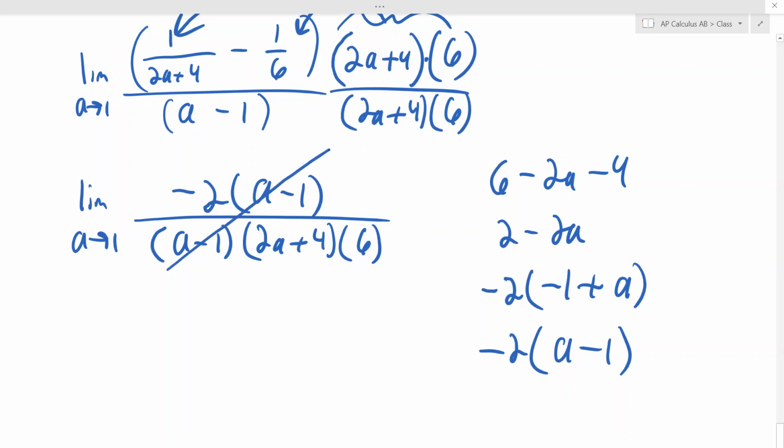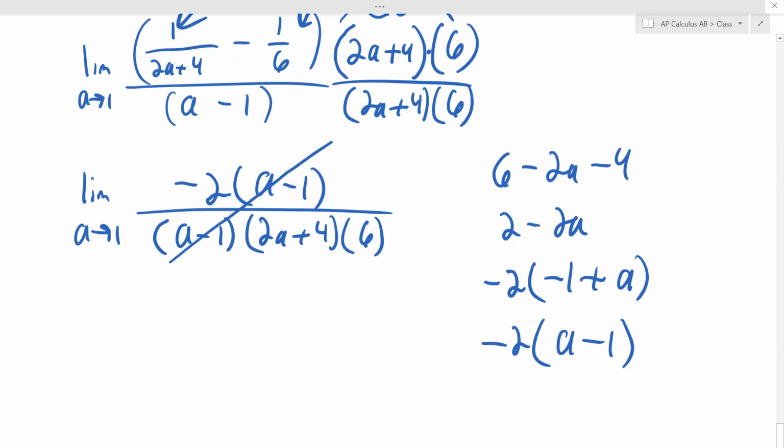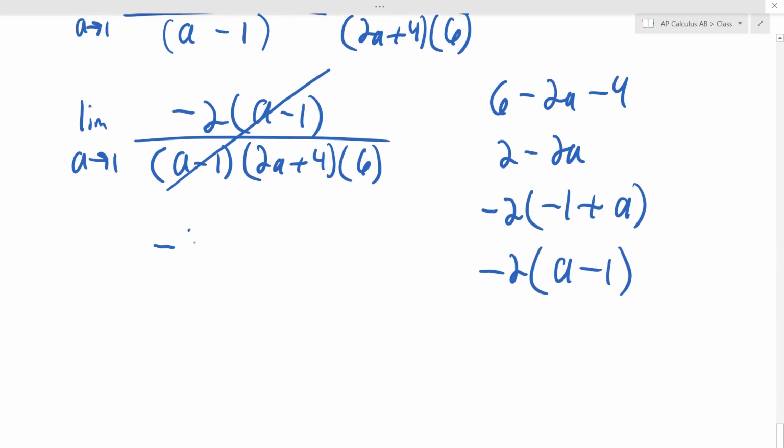The a minus 1 is going to cancel. And once you do that, you've taken the whole thing out now. We can plug in 6, or 1. So you're going to get negative 2 over 6 times 6, which is 36. And that's going to be negative 1 over 18. Easy enough? That's a slope. Cool?